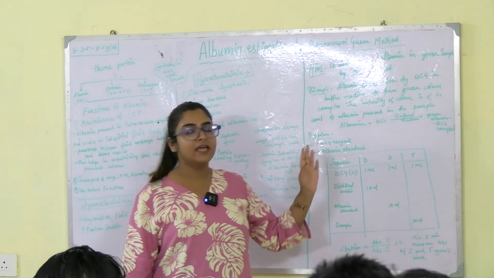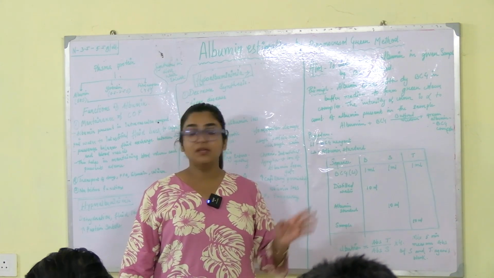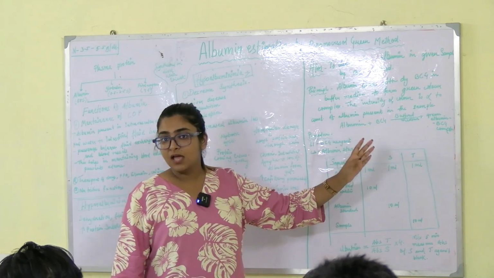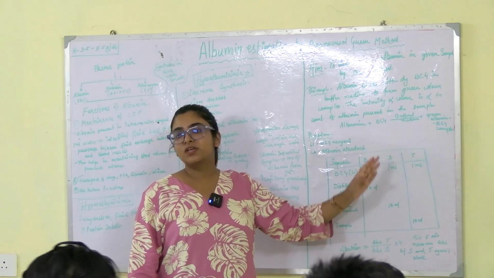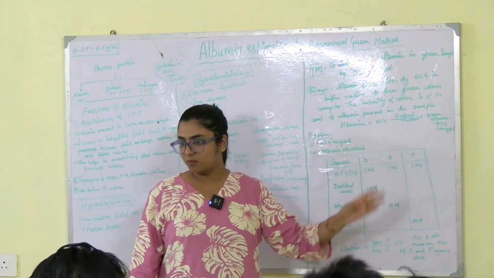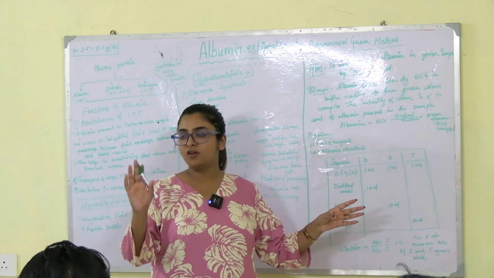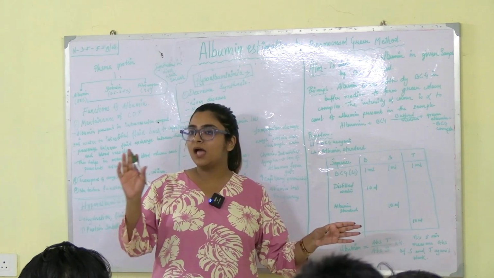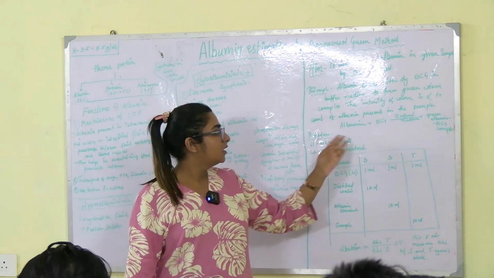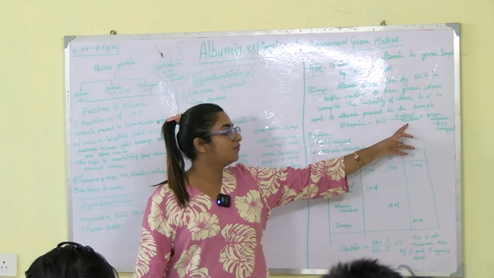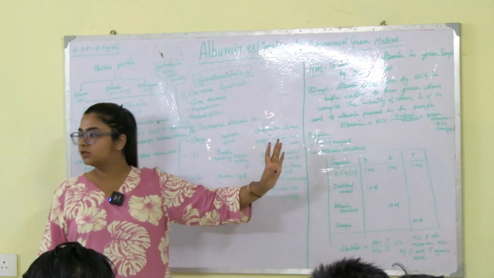Aim and principle you have done. Aim is to determine the albumin in the given sample by BCG method. Principle is what? Albumin binds with the BCG in a buffer medium to give a green colored albumin BCG complex. The intensity of the color of the complex is directly proportional to the amount of albumin present in the sample. Clear? Okay. This is the equation. Albumin plus BCG in buffered medium will give you green albumin BCG complex. Simple and clear? Any doubt till now?